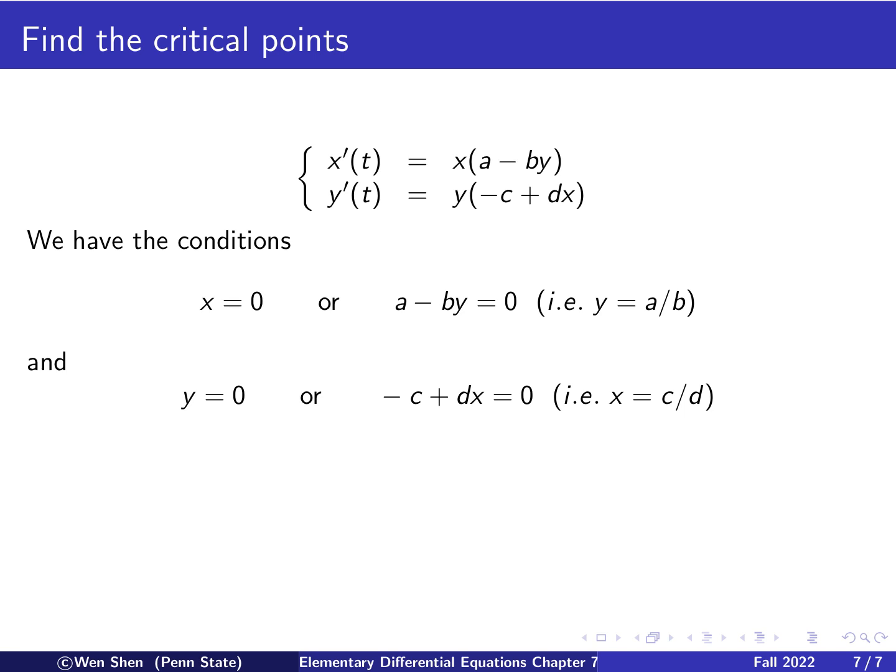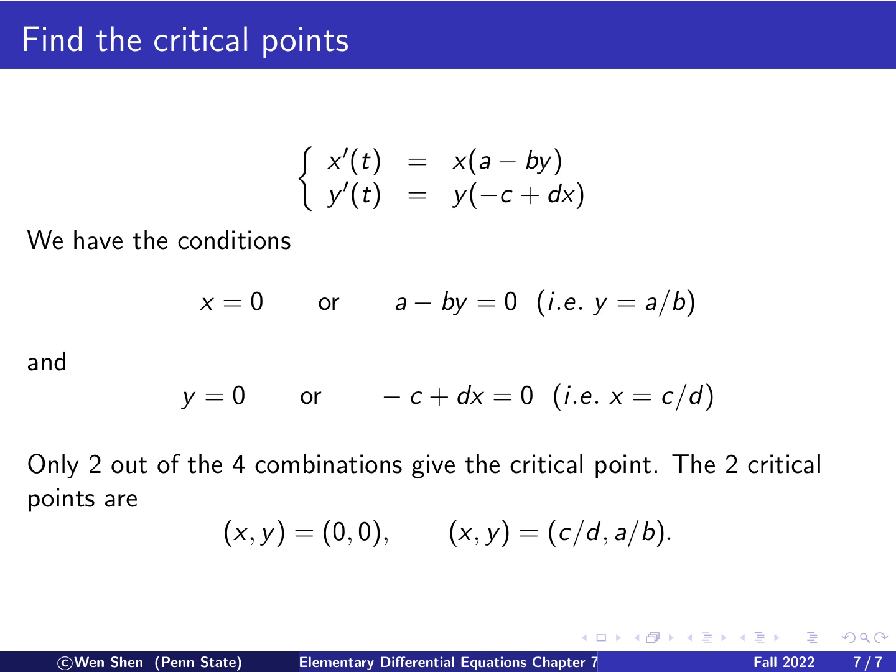Okay, now let's take a look at critical points, also the equilibriums. The right-hand side is factorized, so we can easily write out. It will be x equals 0, or this one equals 0, which is y equals a over b. And for the second equation, y equals 0, or this term equals 0. That means x is c over d. So theoretically, there are 4 combinations.